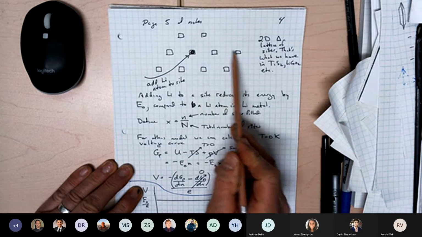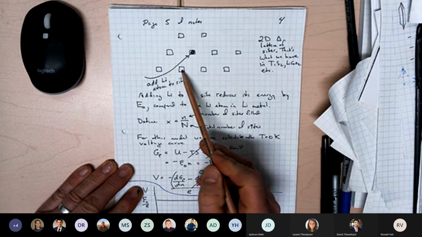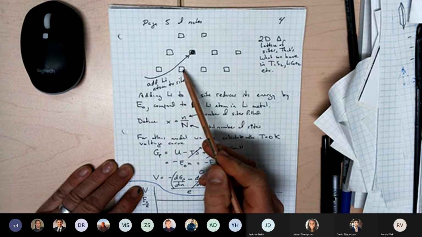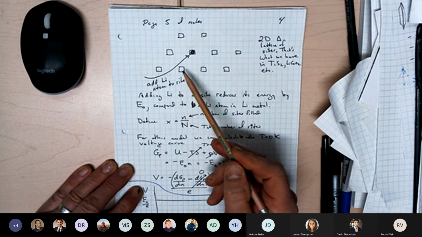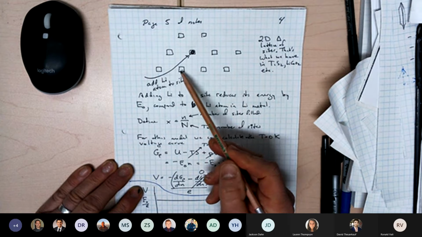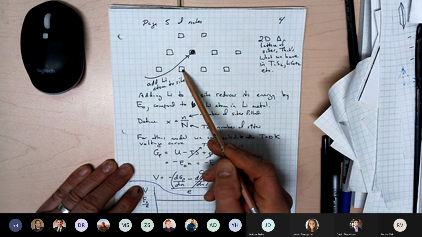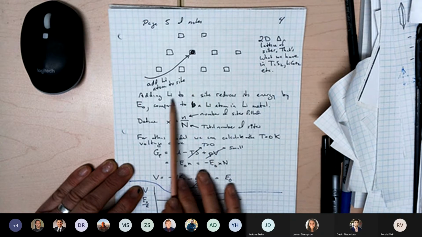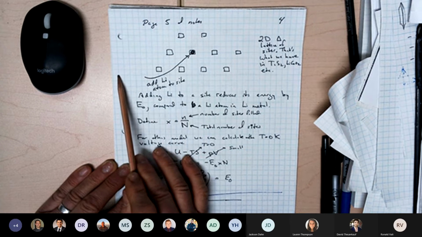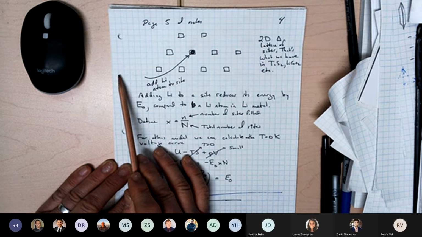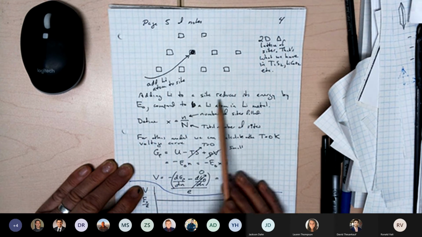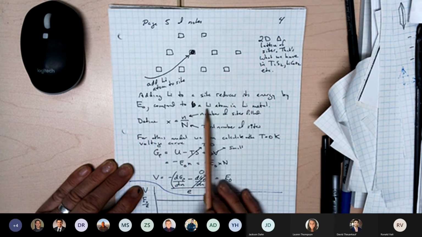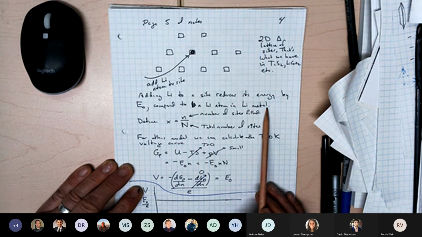So these squares represent the sites, close packed octahedral sites in the van der Waals space in titanium sulfide where lithium can be put, or the space between the cobalt dioxide slabs in lithium cobalt oxide where lithium can be put. And the fact that the square is empty means there's no lithium there. And if we add a lithium to a site, so we bring the lithium from lithium metal through the electrolyte, and the electron goes through the wire, and the lithium goes plunk into the site, it reduces its energy by E0 compared to a lithium atom in lithium metal. That's what we mean by the site energy.